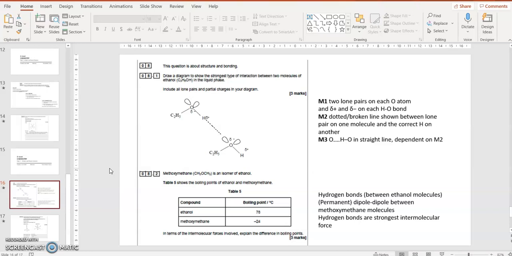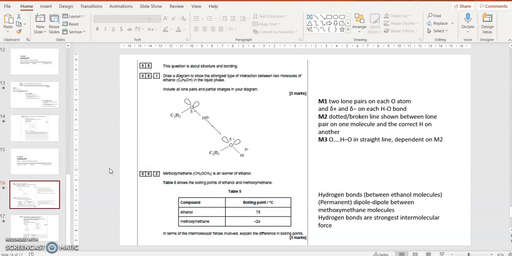That creates a great attraction, a large, strong attraction between a delta plus on an H on one molecule and a delta minus, or the lone pair of electrons, on a N, O, or F in a neighbouring molecule. That's called a hydrogen bond. So ethanol has hydrogen bonds. They're strong. They need a lot of energy to break them. That's why it's got a high boiling point.